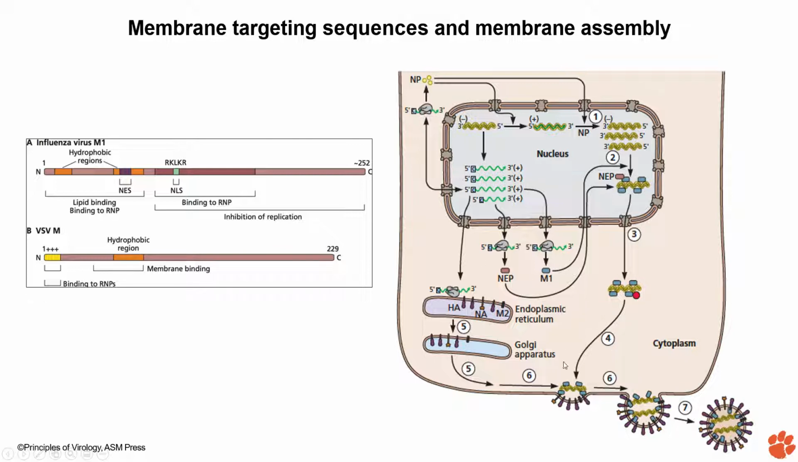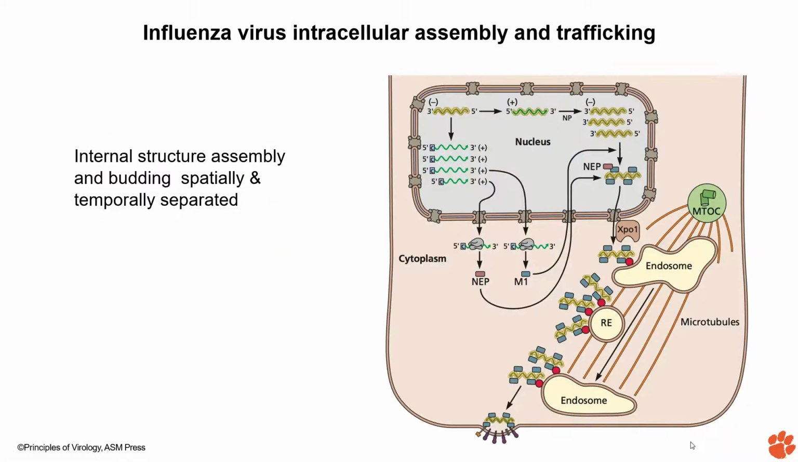So here we saw this picture once again. Remember that this protein right here, M1, does have these hydrophobic regions and the lipid binding region binding to the RNP. This is number 1. And also they have a sequence which can interact with the membrane for the packaging. So all of these together, along with these proteins, can form the budding. So here is a little bit of detail that we were talking about.